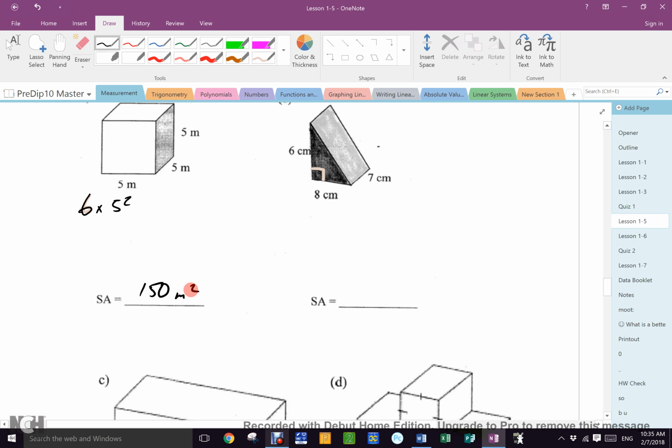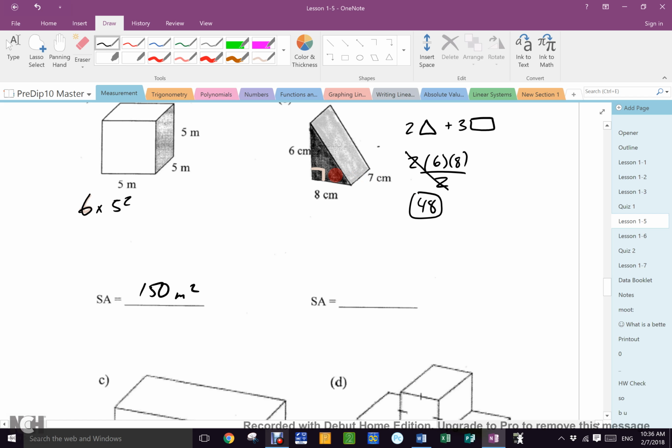Now, I am betting that every single person in the room did this next question the way I'm about to show you. I am betting that you did this: 2 triangles plus 3 rectangles, right? The triangles are 6 by 8, yeah? So 2 times 6 by 8 over 2, correct? Because a triangle is base times height divided by 2, right? And there's 2 of them. The 2's cancel, so your triangles were 48.